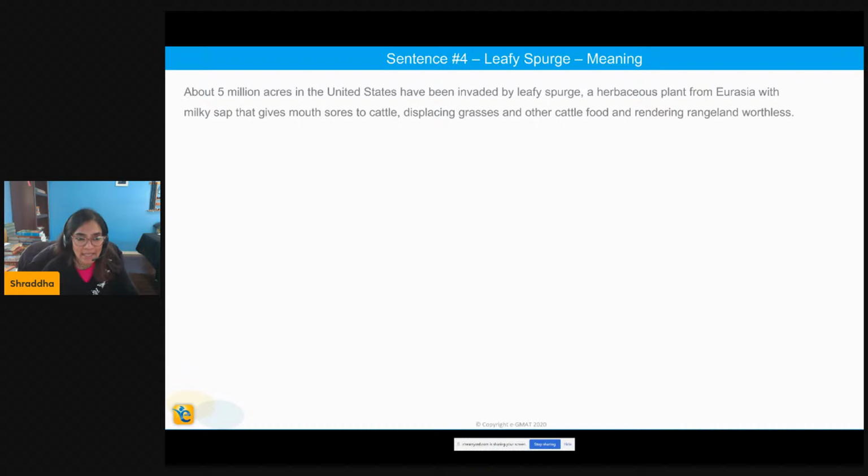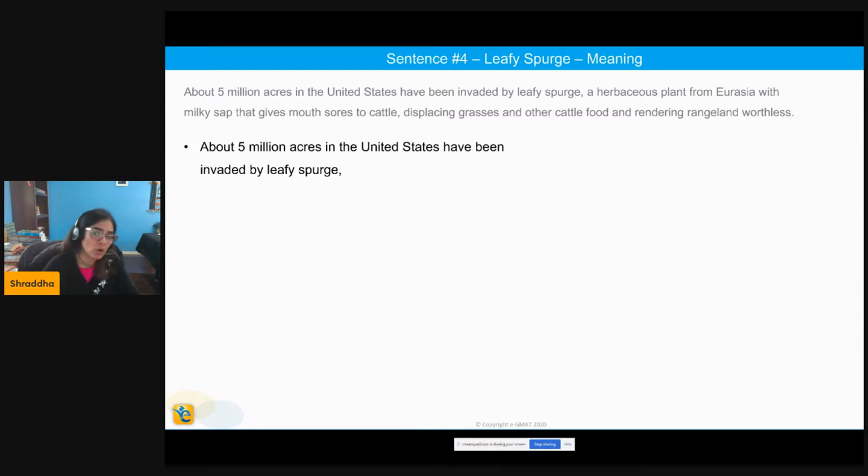Okay. So again, as I said, a very dense sentence. I'm going to break it down into pieces. About 5 million acres in the United States have been invaded by leafy spurge. So I understand that a huge amount of land area in the United States has been invaded by something called leafy spurge. Now, I do not exactly know what leafy spurge means, but I understand that it has to be a vegetation because it says leafy spurge. And so the area has been invaded or taken over by this vegetation called leafy spurge. But the author is very kind and he explains what leafy spurge is.